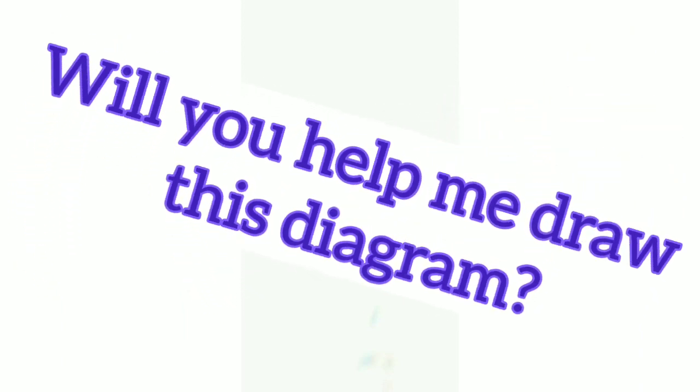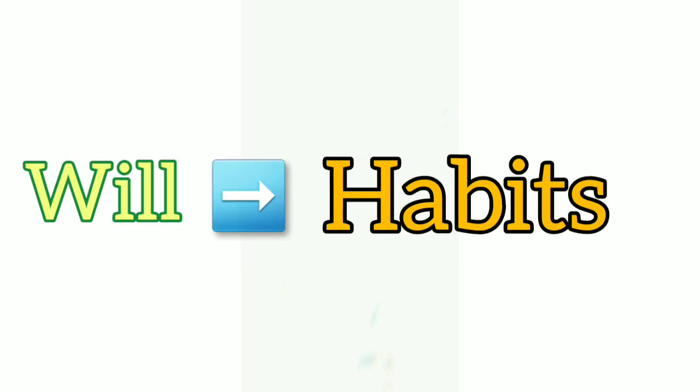Remember, in this context, you cannot use shall. You cannot say, shall you help me draw this diagram? It's a request here and hence you have to use will. This is the next usage of will. Will is used to show habits and characteristic behavior. If you want to show the habit of a person, you have to use will.